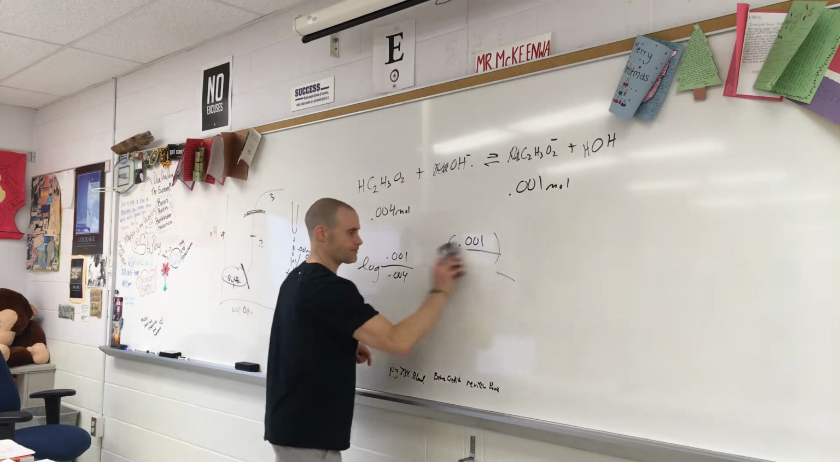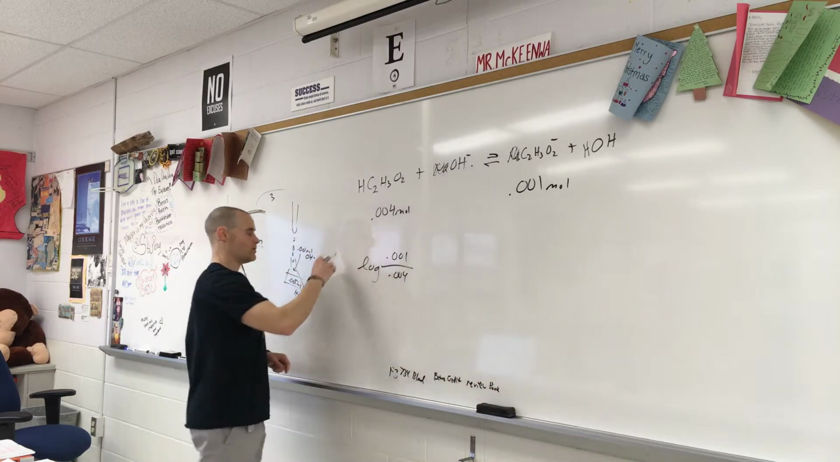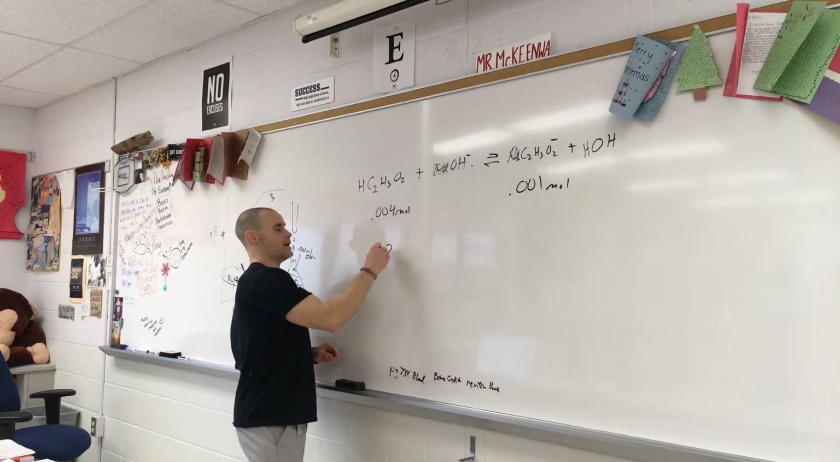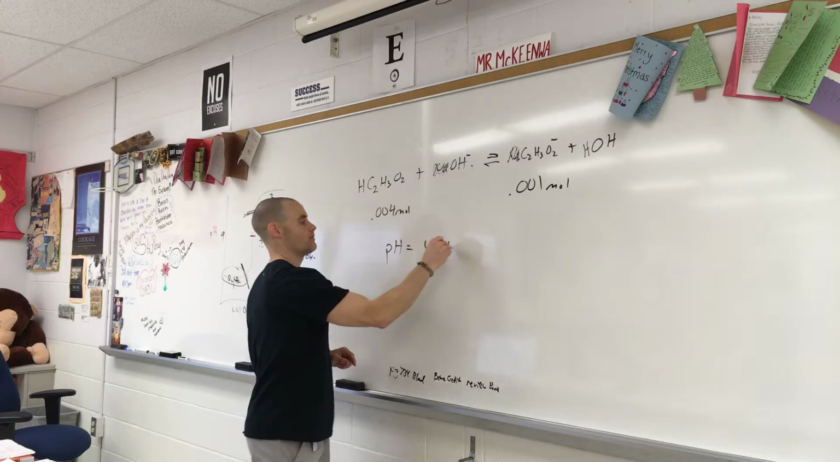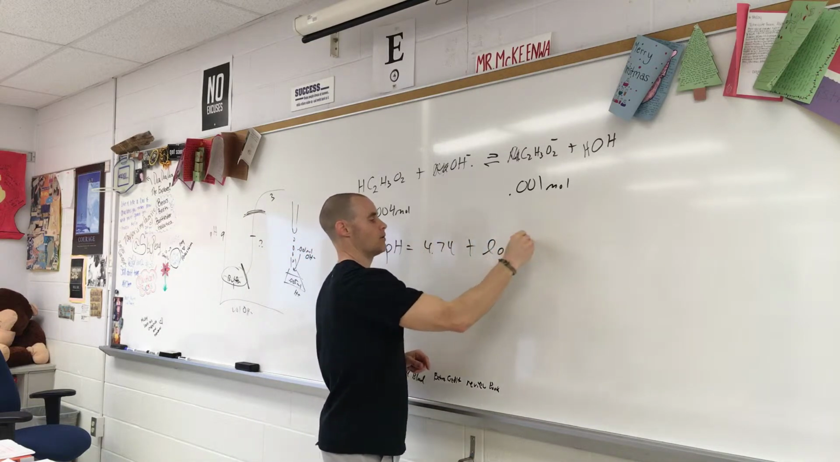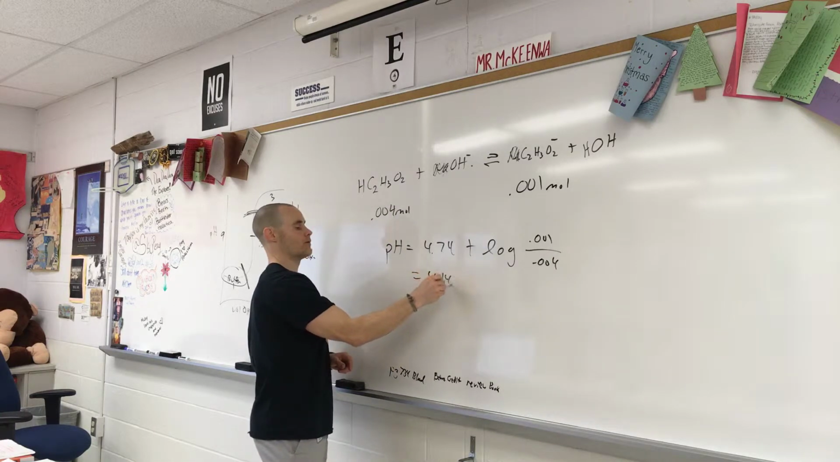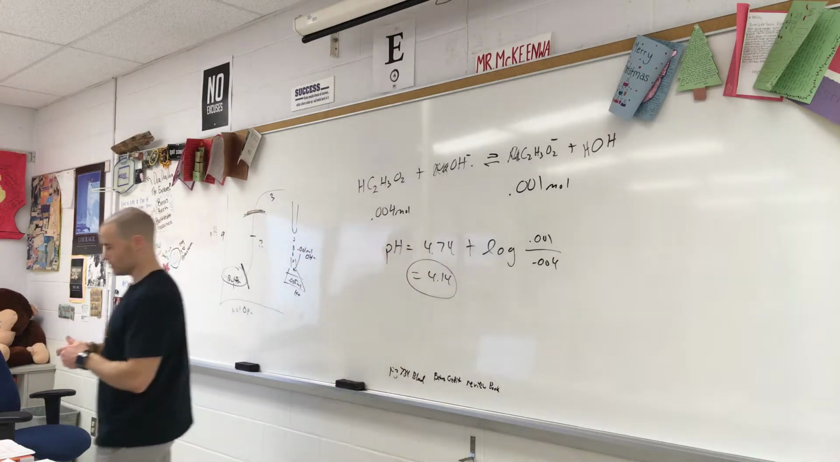So anyways, hopefully that makes sense. When you do the Henderson-Hasselbalch equation, pH equals 4.74 plus the log of 0.001 over 0.004, you get 4.14. That is the correct answer to this part.